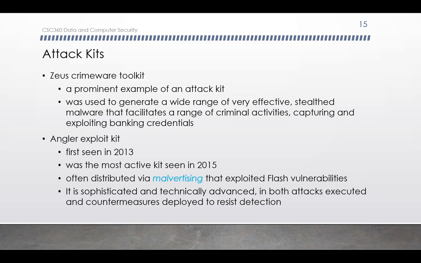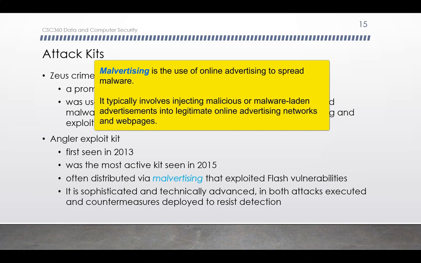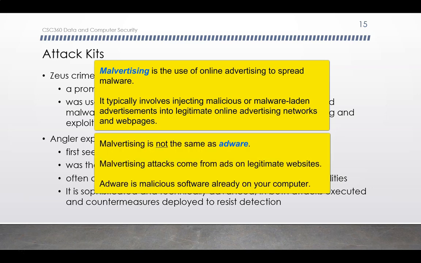Angler is another example. This was first seen in 2013, and it was the most active kit seen in 2015. It often is distributed using malvertising. It's sophisticated and technically advanced both in attacks executed and countermeasures deployed to resist detection. Although we've identified only 2 attack kits here, there are several other attack kits that are actively being used, though the specific kits change from year to year as attackers continue to evolve and improve them.